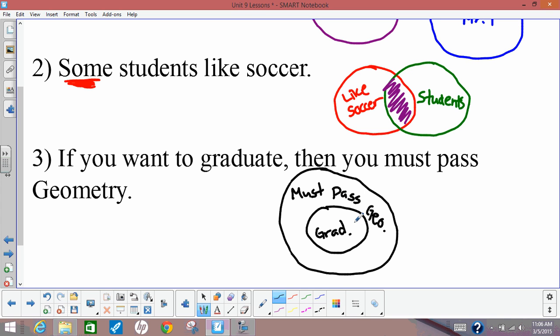So all my people in the wanting to graduate circle are also part of the must pass geometry circle. Okay, so none, separated, some, overlap, all, or a conditional, they're going to be one inside the other.